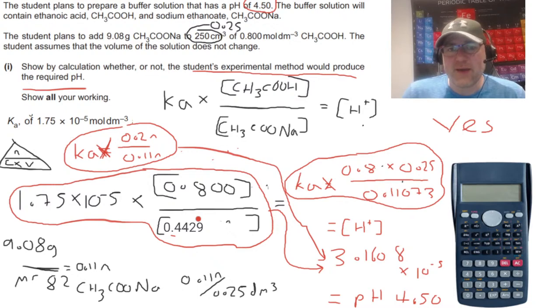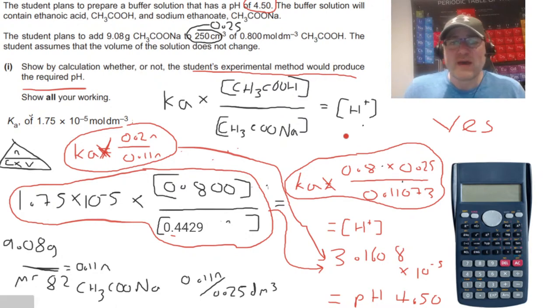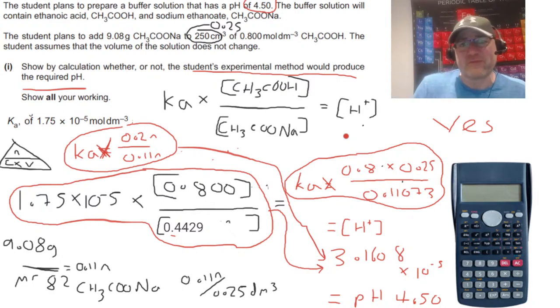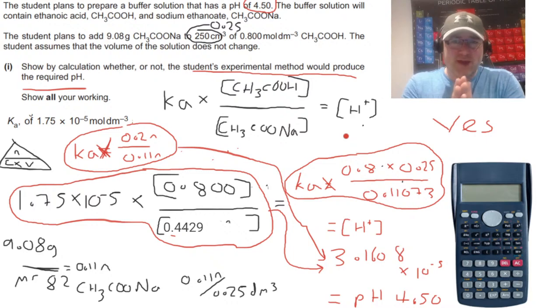So yeah, anyway, I hope that helps. And yep, that's it for buffers. I may do another video with a whole load more buffers. When I search for buffer questions from OCR, AQA or EdExcel, there are hundreds and hundreds of buffer questions. So I would say the likelihood of you getting a buffer question in your A-level exam is very, very high.